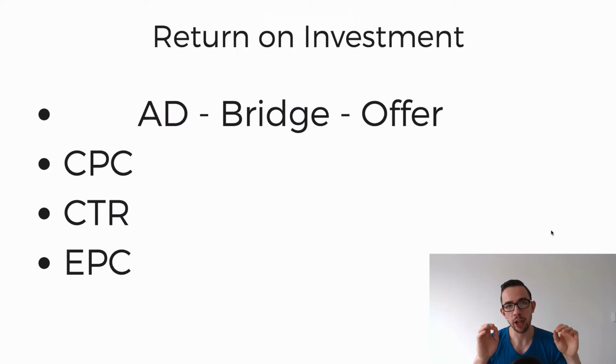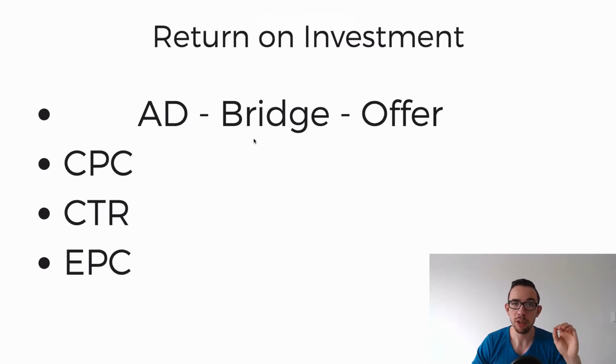When we look at the actual setup, the metrics we have to take into consideration, and this also shows why tracking software is so important, we go back to the original flow: you got the ad, you got the bridge page, and you have the offer. To increase the ROI, there are 3 variables you could work on: the cost per click at the ad level, the click-through rate for the bridge page, and in the end, the earnings per click on the offer. So those are the 3 variables.